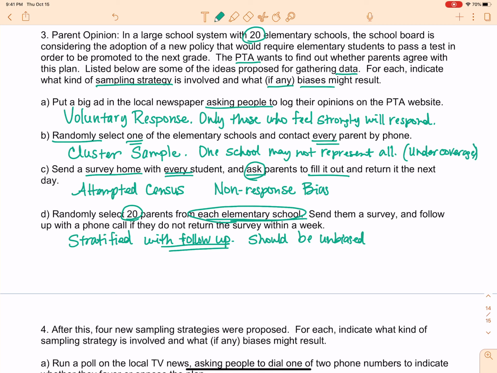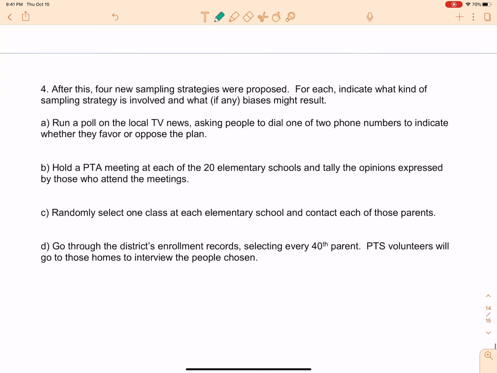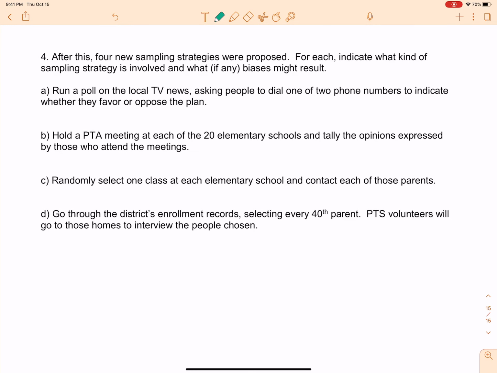All right. Okay, now we're going to look at example 4 because it's the same kind of scenario here. So after this, 4 new sampling strategies were proposed. For each of these, we're going to indicate the kind of sampling and what, if any, biases may result. So now they've switched up their game a little bit. So now, for part A, we run a poll on the local TV news, asking people to dial one of 2 phone numbers to indicate whether they favor or oppose the plan.